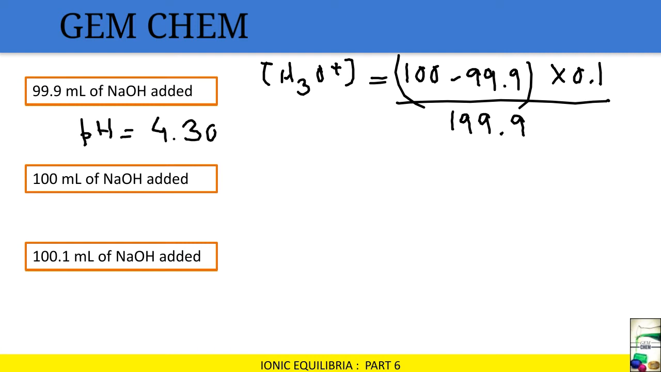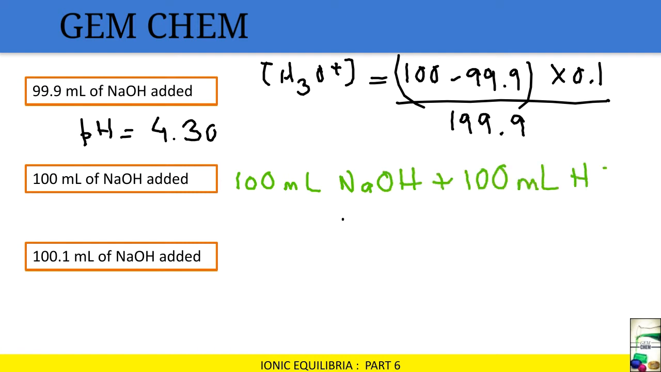Now 100 ml is important. If we consider 100 ml, 100 ml of NaOH neutralizes completely the 100 ml of HCl which is present. So ultimately the pH in this case is neutral, that is pH equals 7.0. This is a neutral pH.